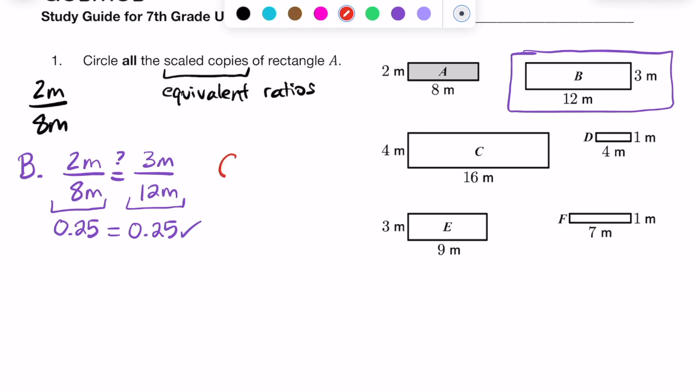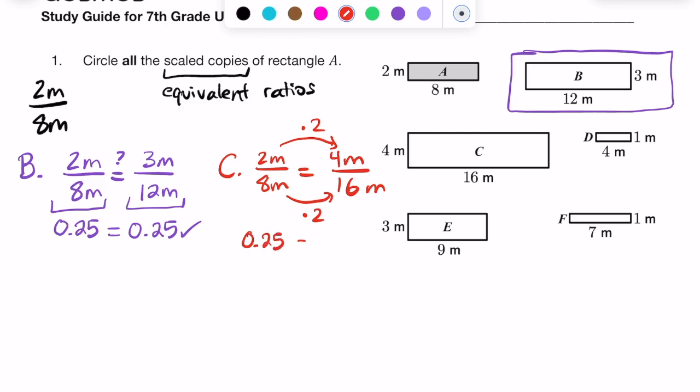Then we'll go and try C. C, we have 2 meters to 8 meters. See if that's equal to 4 meters to 16 meters. Just looking at that, I can see that this is going to be a scaled copy as well. To get from 2 to 4, we multiply by 2, and 8 to 16, we multiply by 2. But we could also just check that this is going to be the fraction 25 hundredths. When we put this into a calculator and this into a calculator, we'll get 0.25. So C is also going to be a scaled copy.